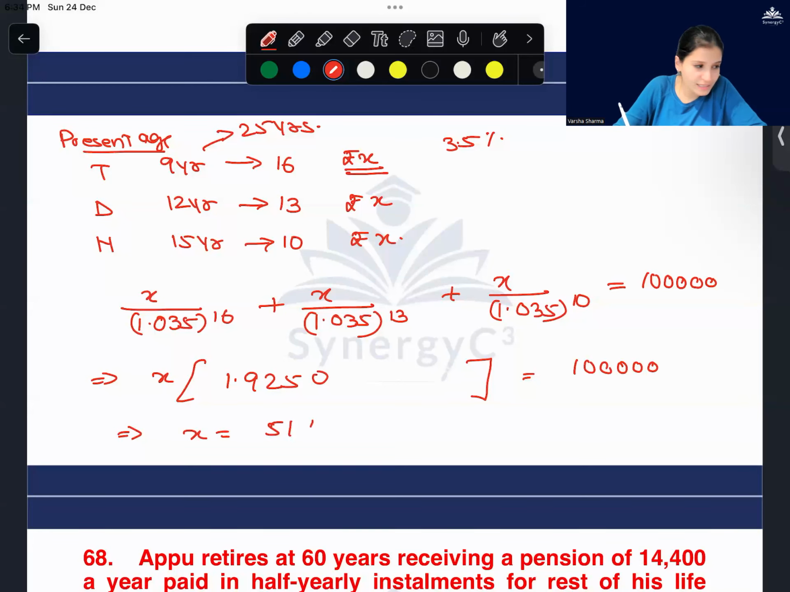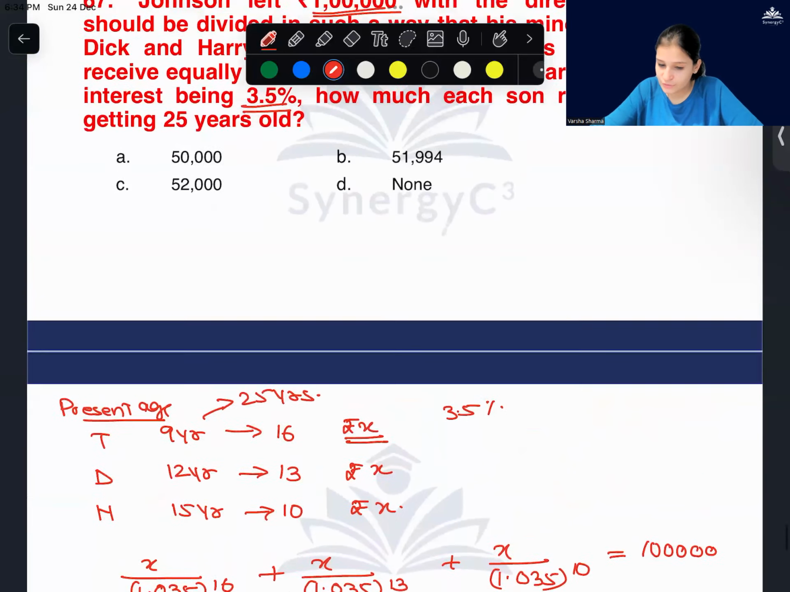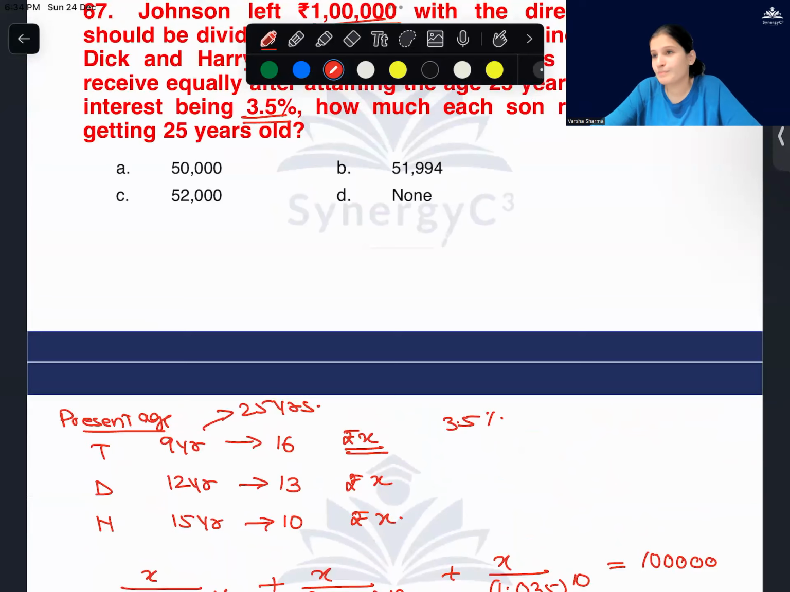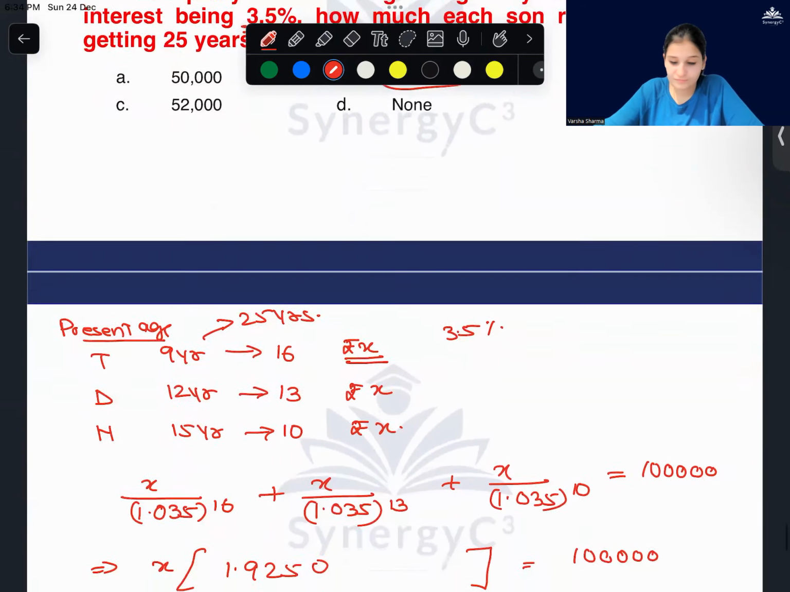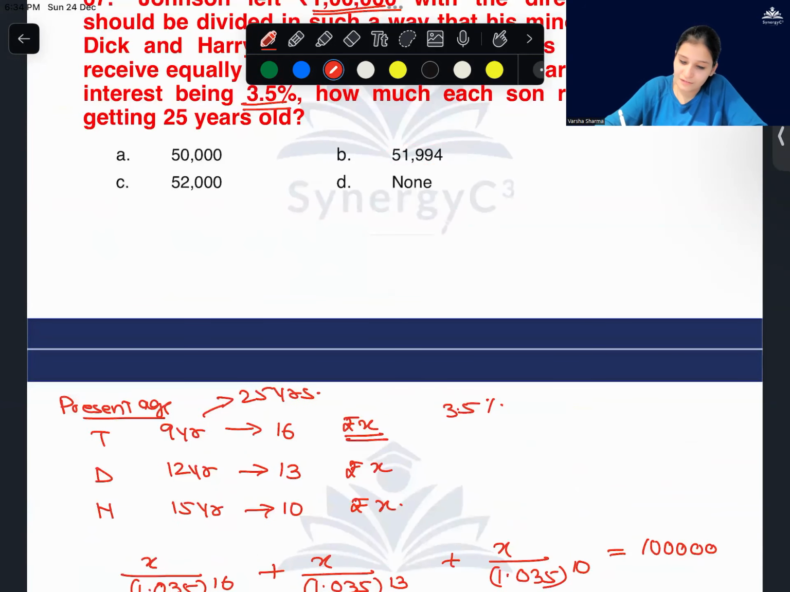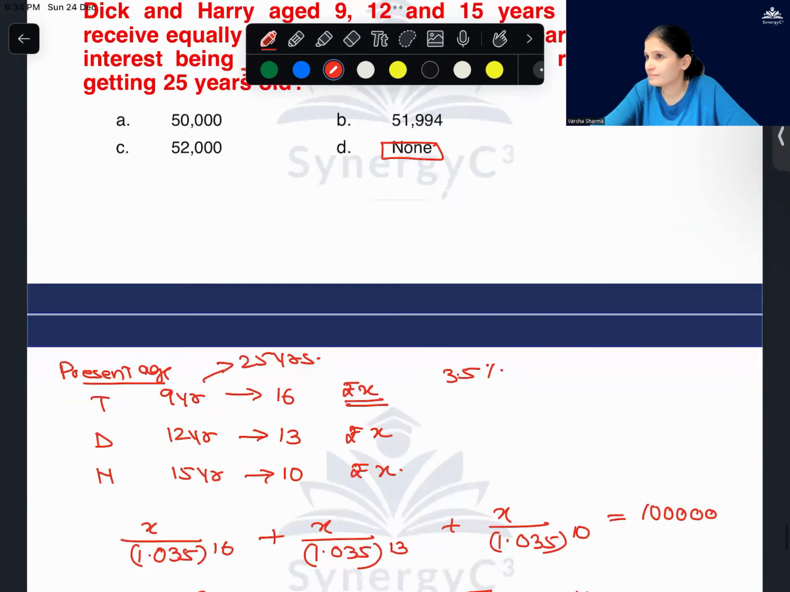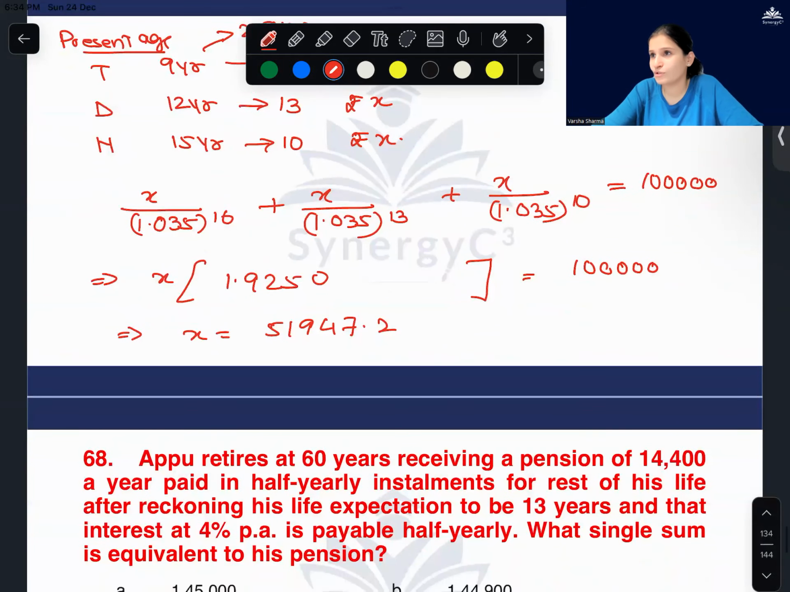So X is 51947.2, which is nearer to B. No option. No, it's very far. None. None. कर जाके book खोलो. It's D.